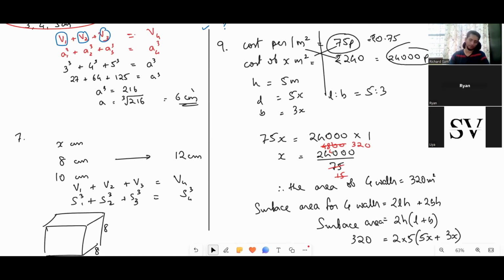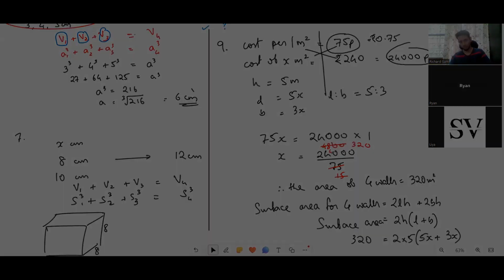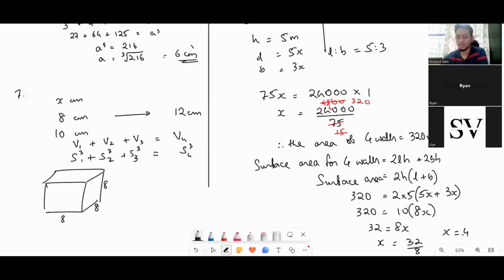Okay, solve it. What I did is I took the 10 down. So then that 0 will get cut off there itself. So 32 is equal to 8x. However you do it, it's okay. Okay. It's done? No, not yet. Read question 10 after this.